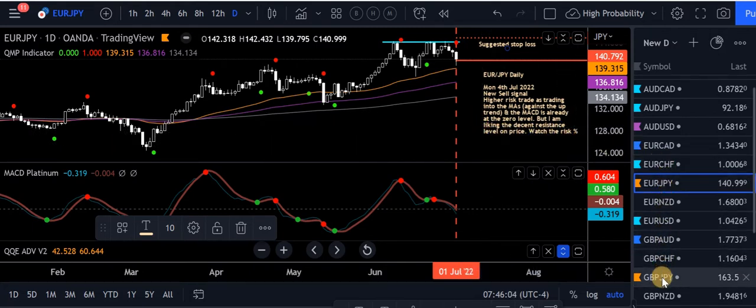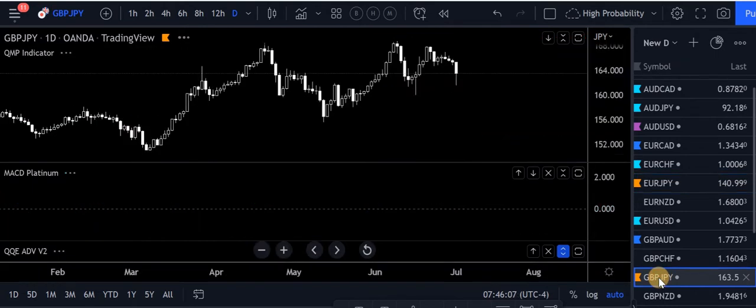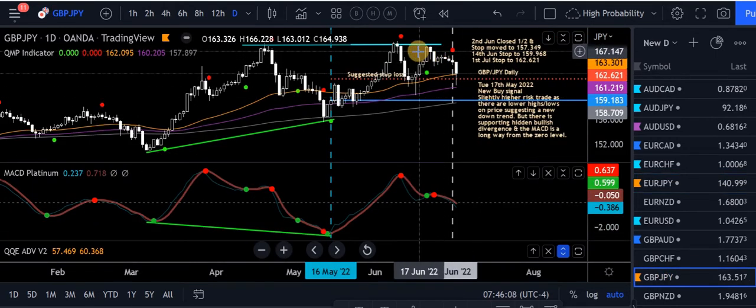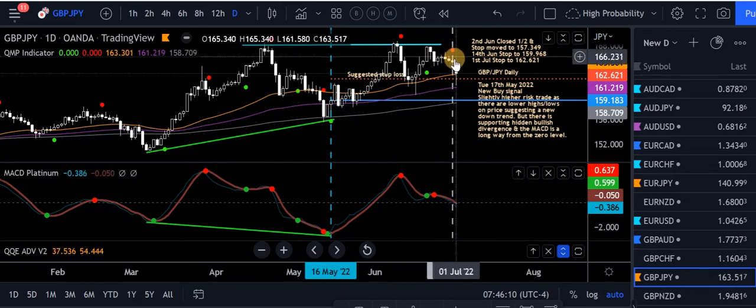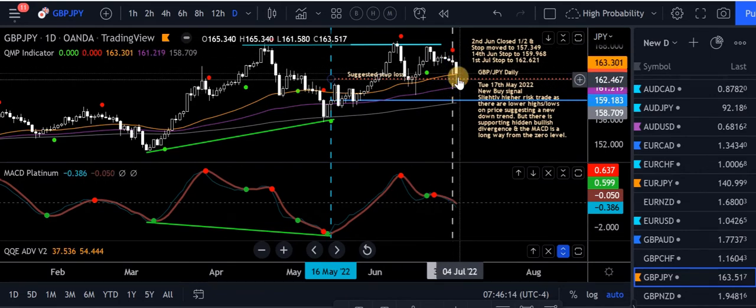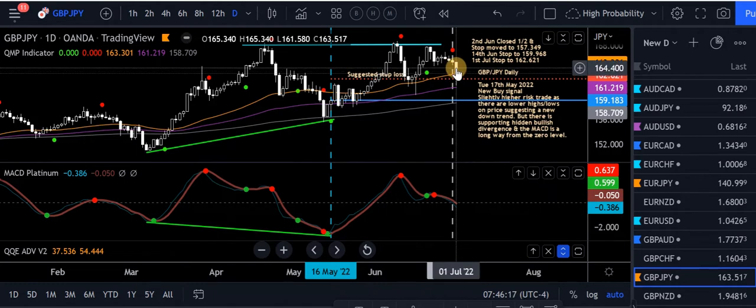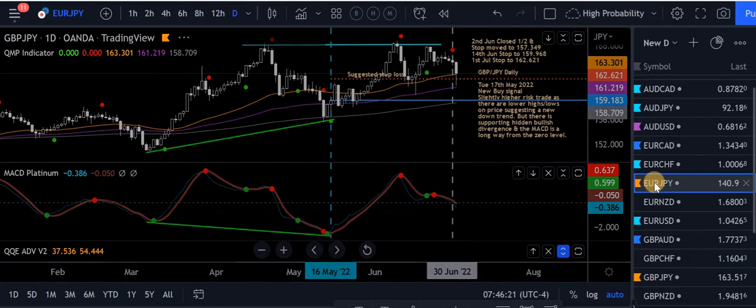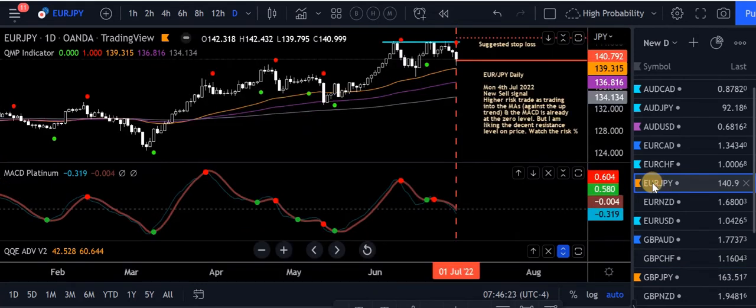Now, if I just quickly zoom, go down to the pound yen, had a very similar signal on the pound yen, and I didn't take it, and it went in the right direction. So I'm going to take the Euro Yen. So that's Monday's one and only new trade.